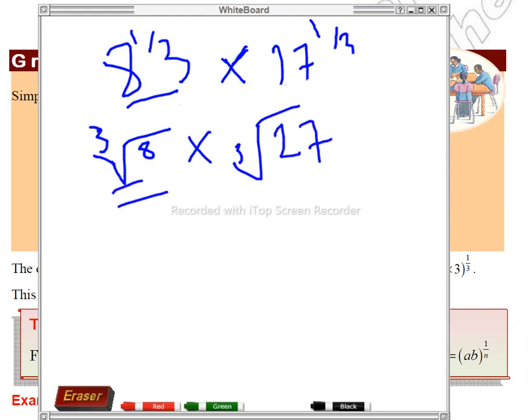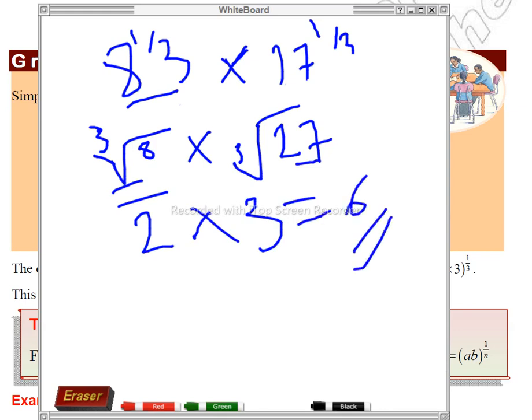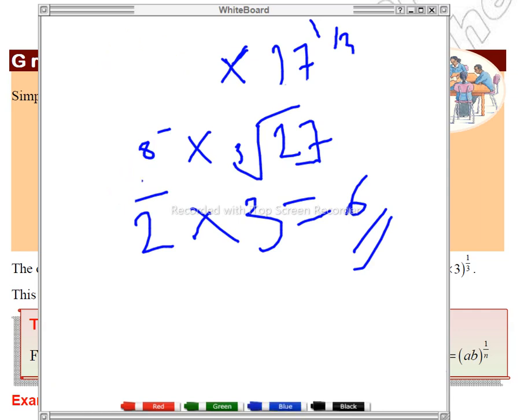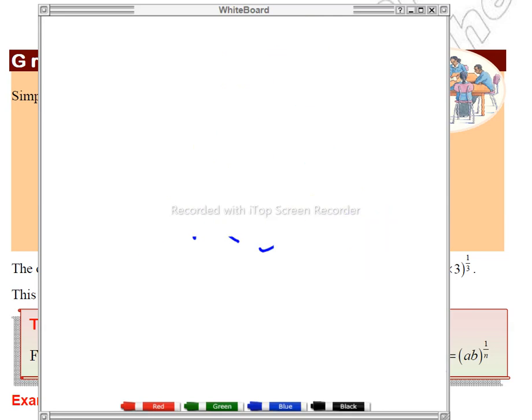This means, as we said before, it is 2. Cube root of 27 means it is 3. So the answer is 6 because 2 times 3 is equal to 6. This is the second method, and we have many methods, but this is some of the methods we do in this example.